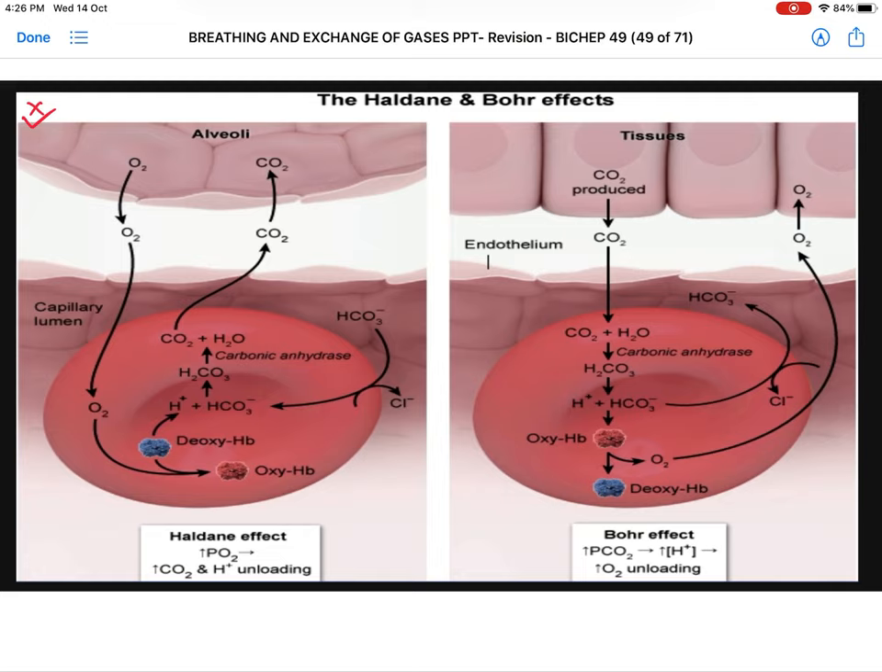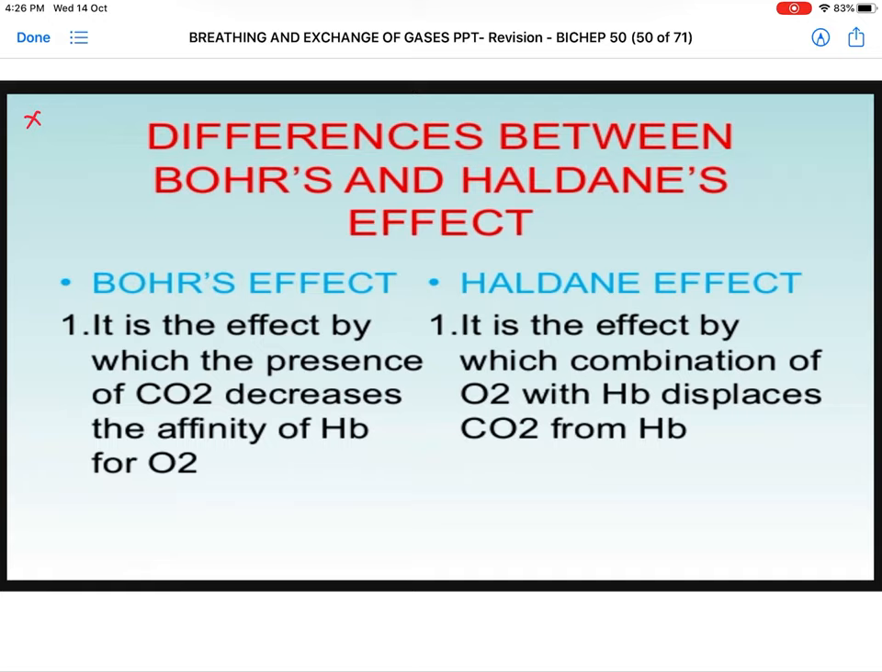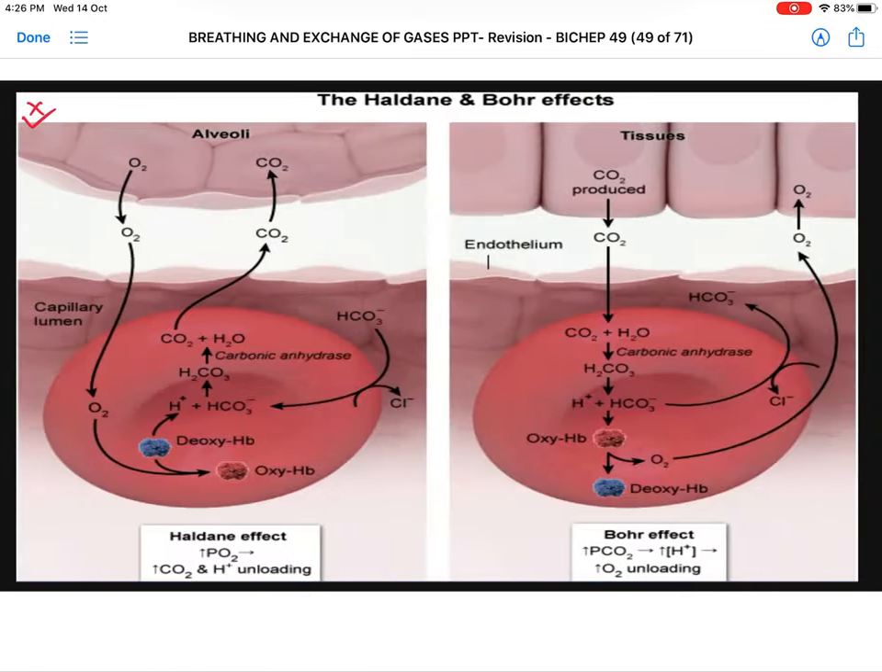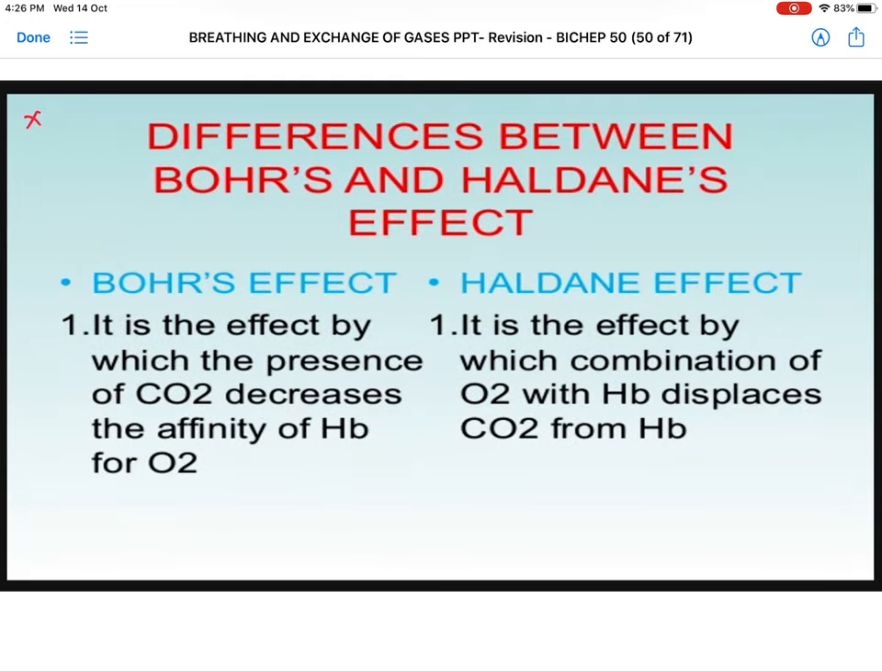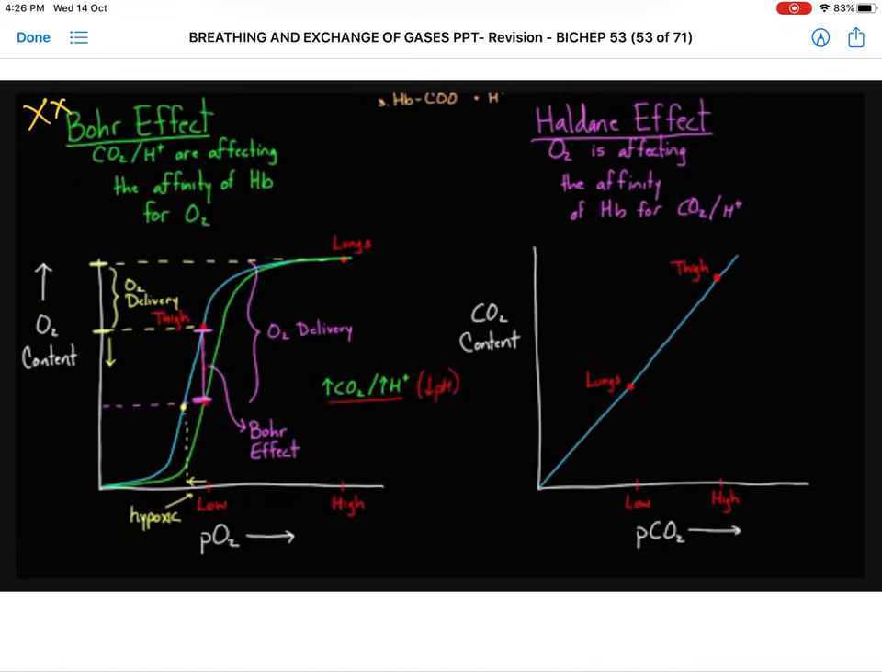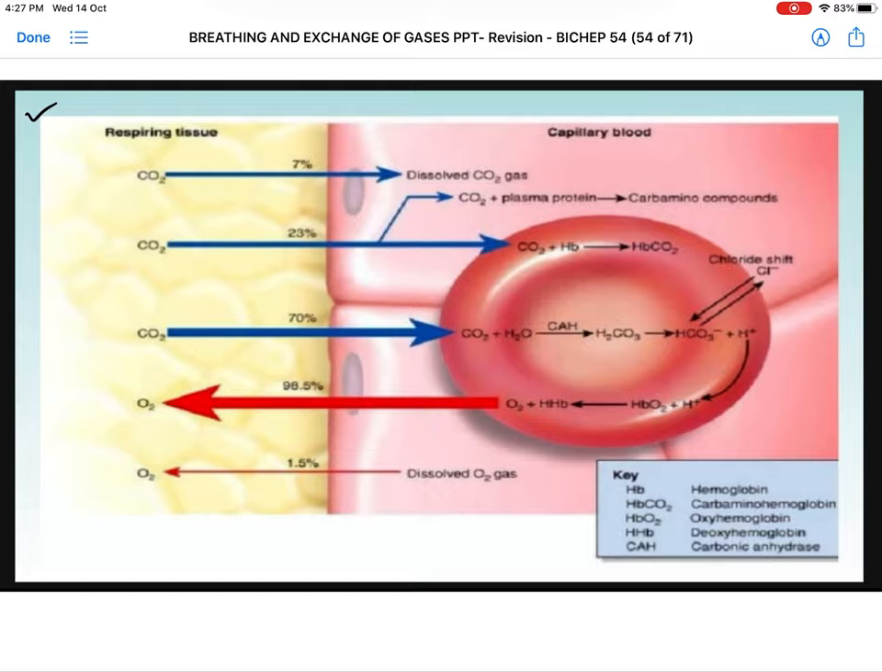So please take a screenshot for your reference. The difference between the Bohr effect and the Haldane effect you can work out from these diagrams, and you can write it down by yourself. I think we should stop our discussion of these points here. One point associated with the exchange of gases is the chloride shift, which is also not given in the textbook. Ready? This diagram shows the exchange of gases, the three ways of carbon dioxide transport and two ways of oxygen. We have already discussed this slide, so I am not going to describe it again.